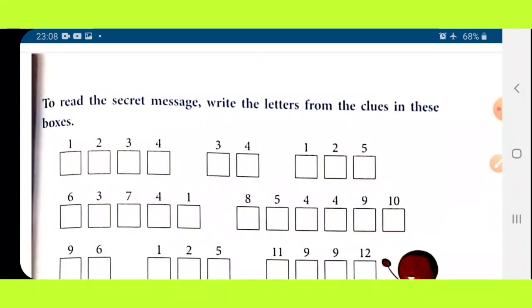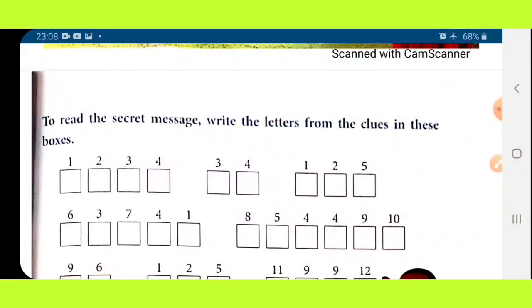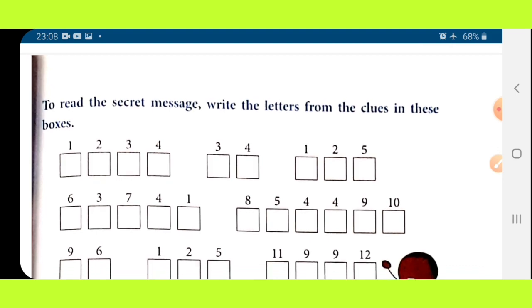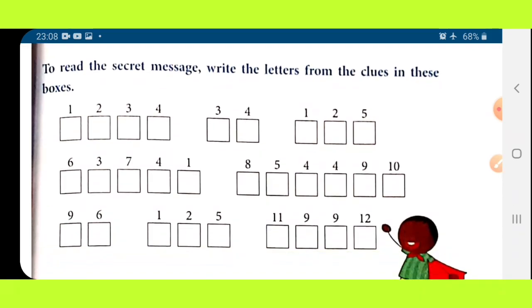Now, whatever we have written here, we have to find the answer from there and write it here. The answer of number 1 we will write here, answer of number 2 we will write here, answer of number 3 we will write here, and answer of number 4 we will write here. Like this we will write all the answers here. Then it will become a secret message. This is a clue. So write all the answers here fast in your book and find the message and tell me also what the message is.